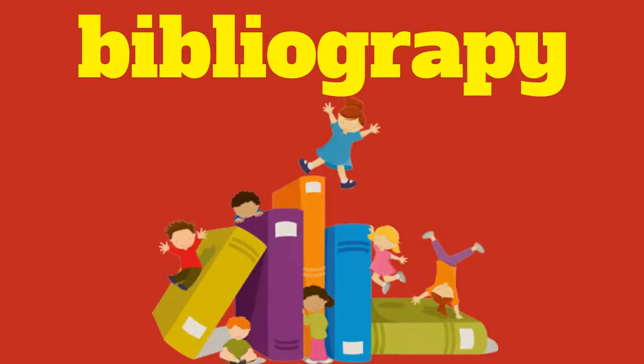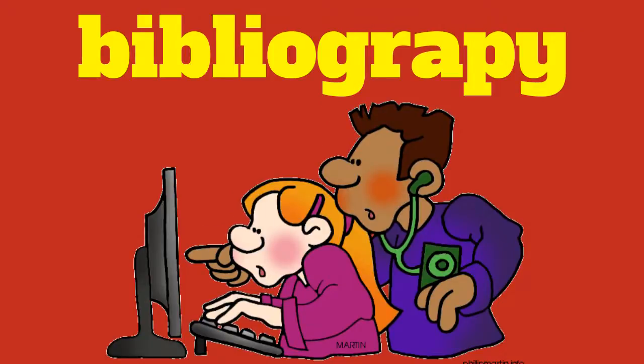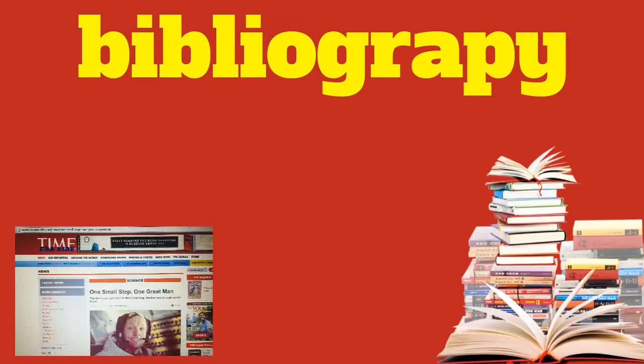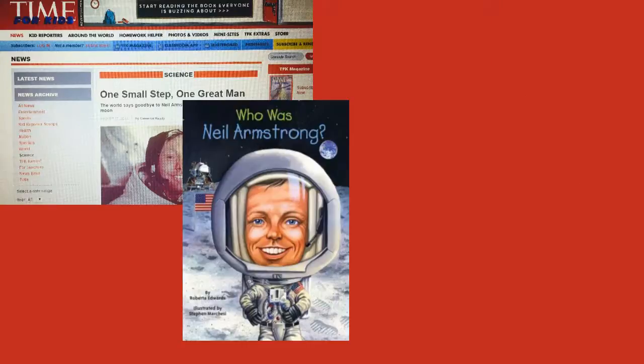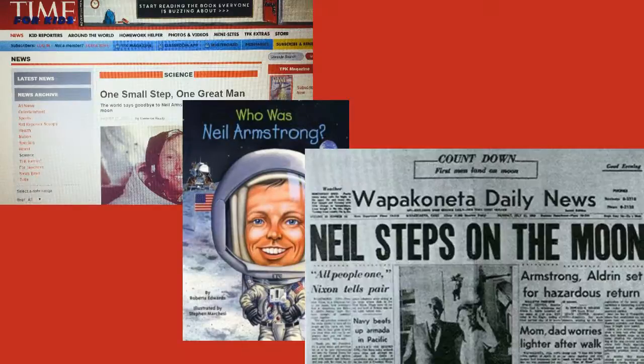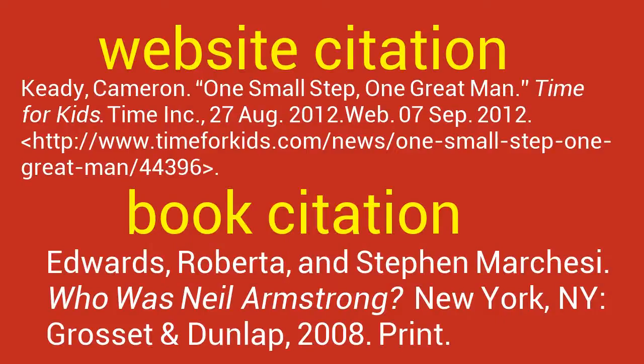Bibliographies are a collection of cited sources. They should include all of the sources that you've used to help you write your report. Online sources as well as printed ones like books and newspapers should be included. Different sources lend themselves to different types of citations. For example, a citation for a website would require different information in a different format than a citation for a book.